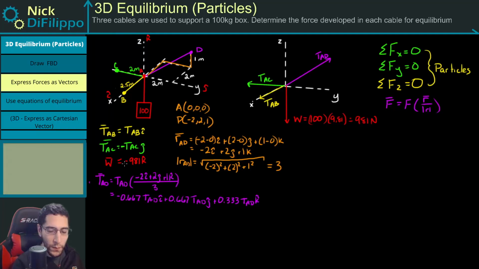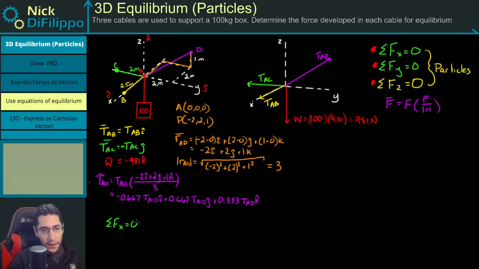The next step, what we need to do is we need to use our equations of equilibrium. These three equations that we have right here. So let's start with the sum of the forces in the x. When we start with the sum of the forces in the x equal to 0, we need anything with an i. So here we're going to have TAB, and we're going to have minus 0.667 TAD is equal to 0. Two unknowns, only one equation. So we need to keep going.